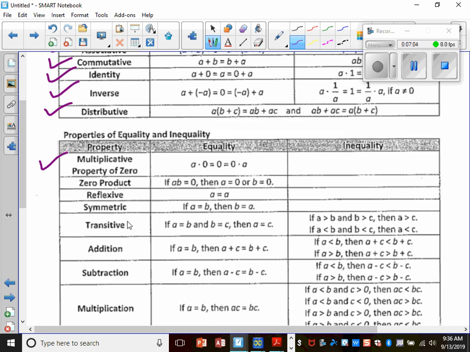Okay, let's do transitive. This is a pretty good property. It's a little confusing because all you're doing is using variables, but I'm going to put some numbers here for you. Notice it says if A equals B and B equals C, then A has to equal C. Now notice the titles here. One says equalities, so these are for equations. This one says inequalities, so these are for inequalities. Inequalities have these greater than and less than symbols. That's the difference. This has an equal sign; these have greater and less signs.